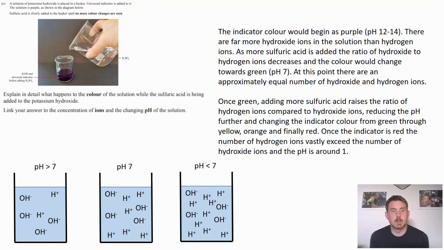Once the solution has become neutral, adding more sulfuric acid raises the ratio of hydrogen ions compared to hydroxide ions, reducing the pH further and changing the indicator color from green through yellow, orange, and finally getting towards pink and then red. Once the indicator is red, the number of hydrogen ions is far in excess of the number of hydroxide ions, and we would say that the pH would be around about a value of 1. So if you can do that, then that would be an excellence level response. You don't need the diagrams, I've just included those to try and help you understand what's going on in the solution.